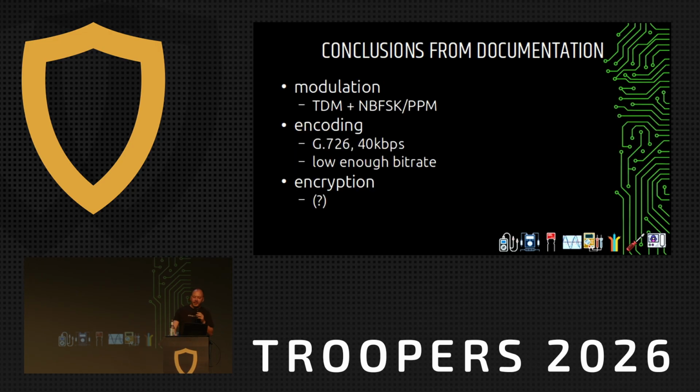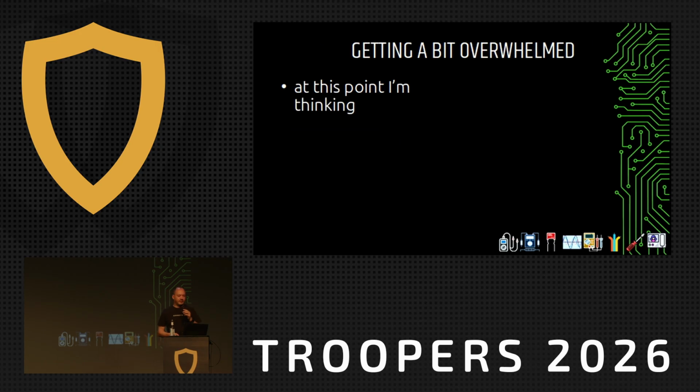So from the documentation, we can conclude we have time division multiplexing, we have narrowband frequency shift keying, or PPM in some cases. We have encoding, which in my case is G726 at 40 kilobits per second, a low enough bitrate. We know nothing about encryption. Nothing has been mentioned more than that the data is encrypted, at least the audio and video data.